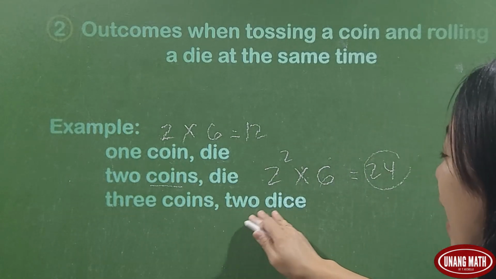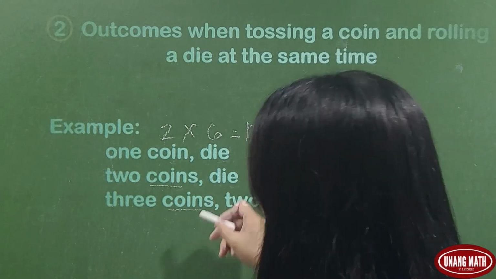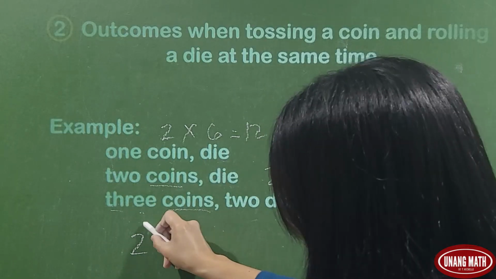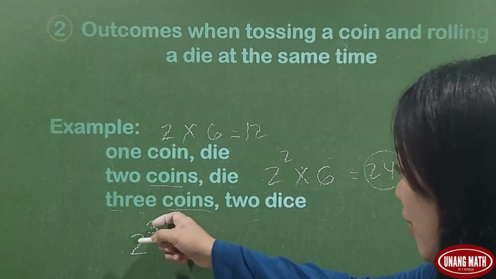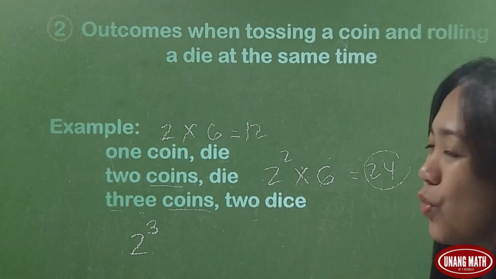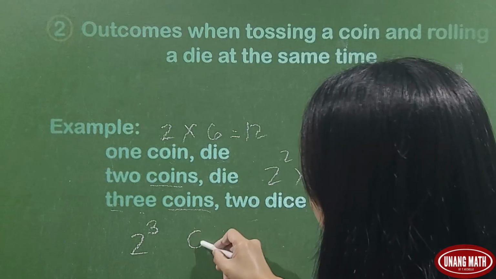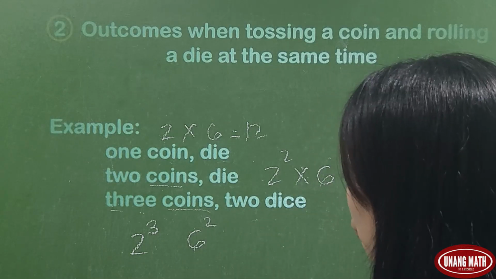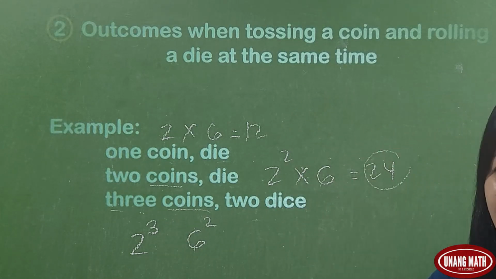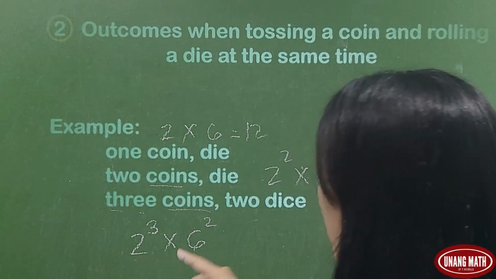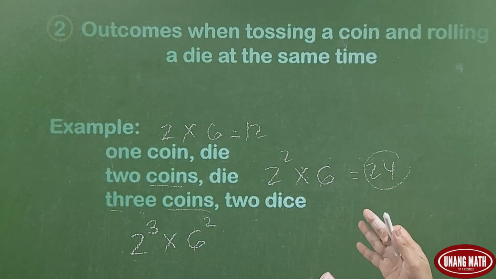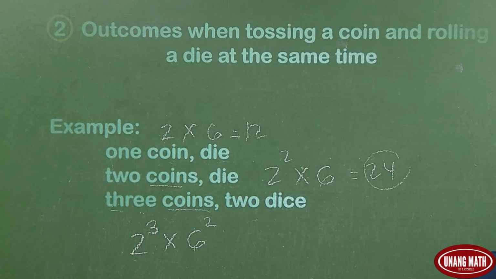3 coins and 2 dice. Okay, again, coin. We have 2 outcomes. And how many coins? 3 coins. So we have to raise it by 3. So 2 raised to 3. And we also have here 2 dice. So if it's a die, we have 6 outcomes. And since there are 2 dice, then we have to raise it by 2. Since this happens at the same time, then we have to multiply these numbers. So that is how to find the outcomes when tossing a coin and rolling a die at the same time.